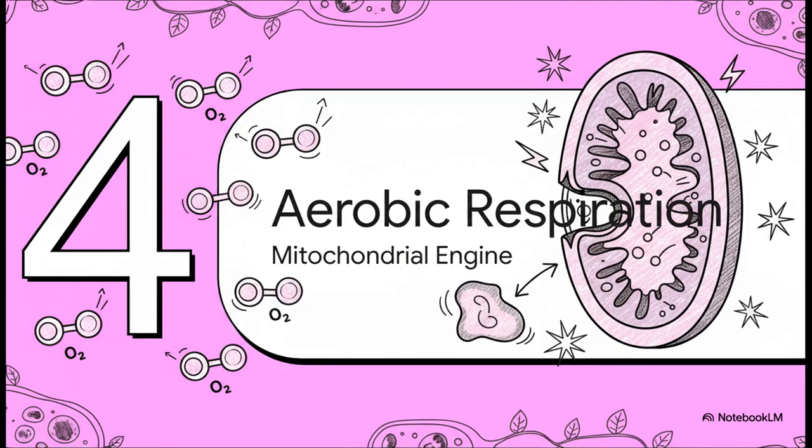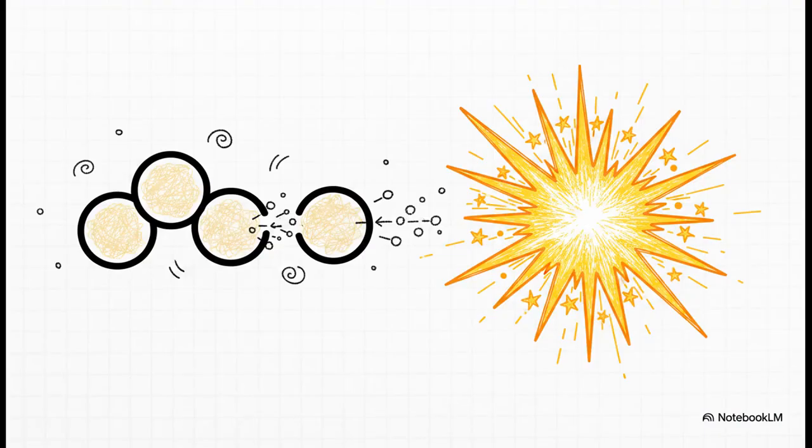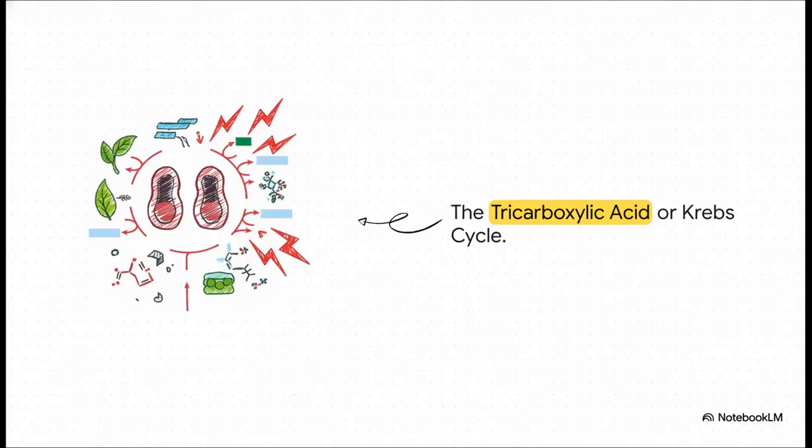Oxygen is present, and our molecule is entering the powerhouse of the cell. If the cell wants the real energetic jackpot, it has to completely strip away all the hydrogen atoms from our pyruvic acid. It's going to dismantle the molecule, carbon by carbon, until there is literally nothing left but the carbon dioxide that we exhale. And this systematic dismantling happens right here in the Krebs cycle.